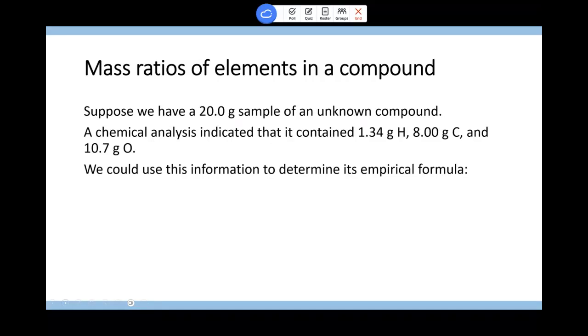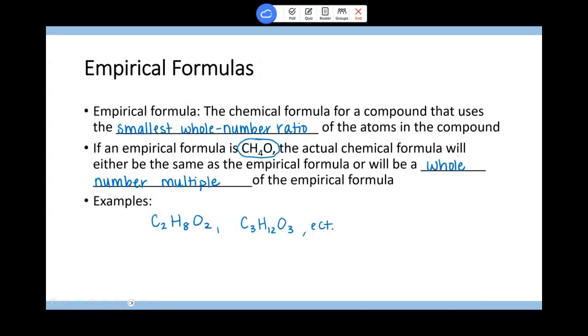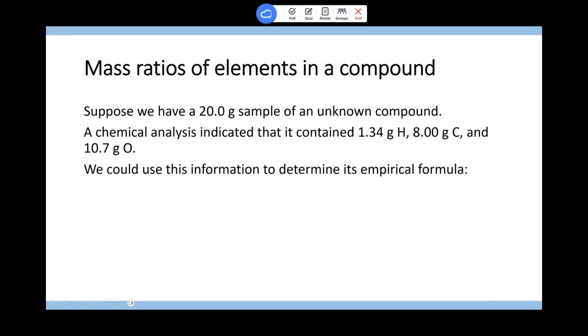We can use this information to determine its empirical formula, but remember that in an empirical formula, these subscripts are molar subscripts. So for every 3 moles of carbon, there's 12 moles of hydrogen, 3 moles of oxygen. So we can't go directly from grams of each atom to its empirical formula. We have to convert grams of each atom to moles of each atom.